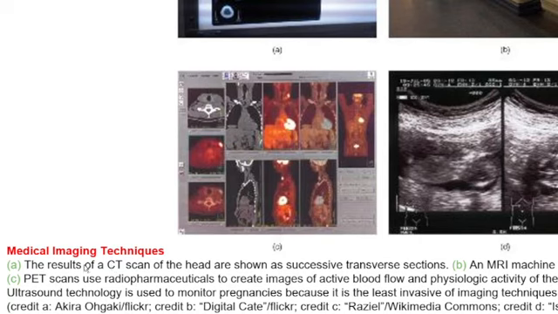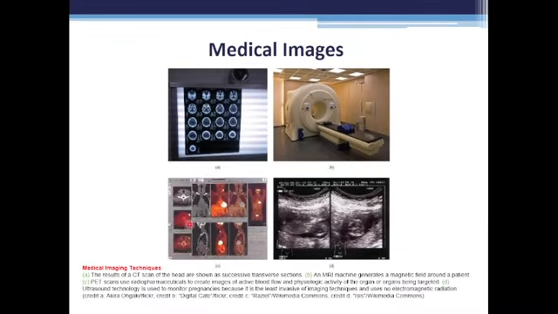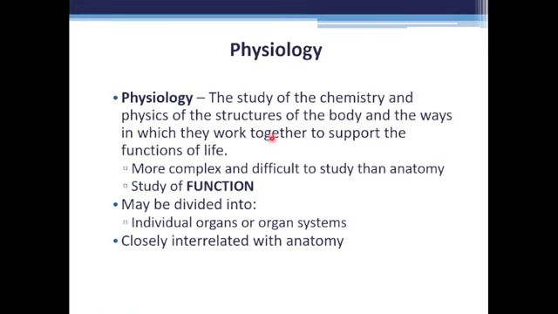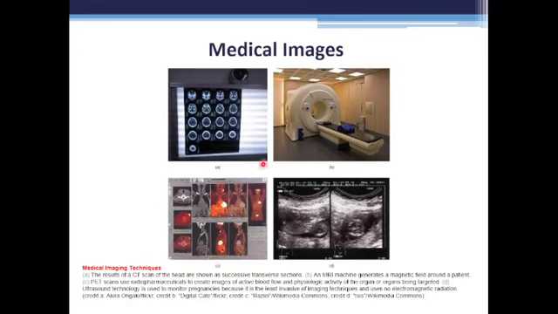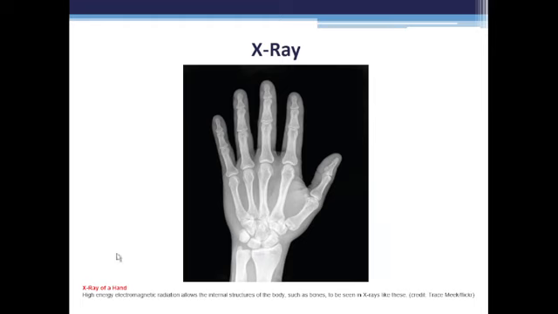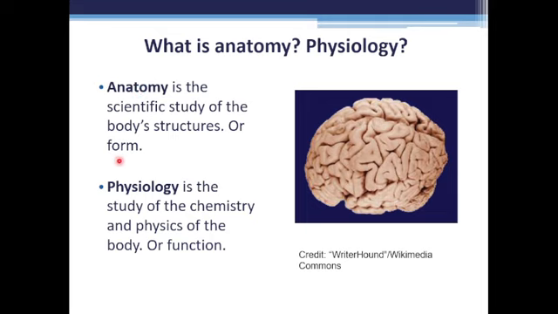So remember that PET shows us the activity within our bodies, which, as stated in our first lesson, is physiology, the study of the function of structures, while the CT scan, the MRI and the X-ray mostly deal with anatomy, which shows the body, the structure, the form of the body.